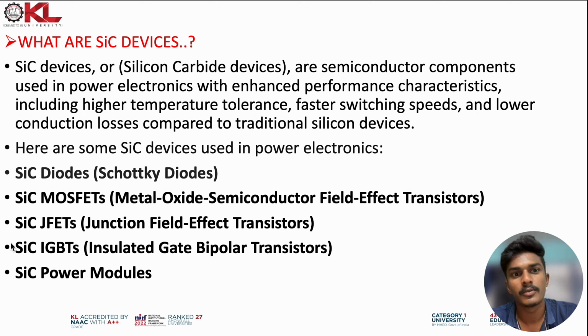Let us discuss what silicon carbide devices are. Silicon carbide devices are semiconductor components used in power electronics with enhanced performance characteristics, including higher temperature tolerance, faster switching speeds, and lower conduction losses compared to traditional silicon devices. Some silicon carbide devices used in power electronics are silicon carbide diodes, silicon carbide MOSFETs, silicon carbide JFETs, silicon carbide IGBTs, and silicon carbide power modules.